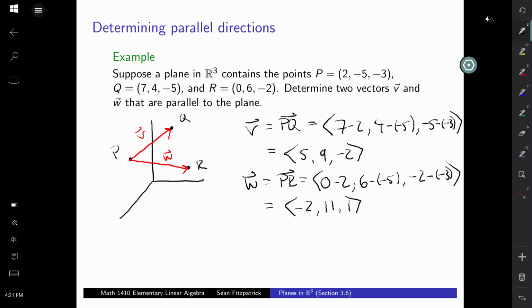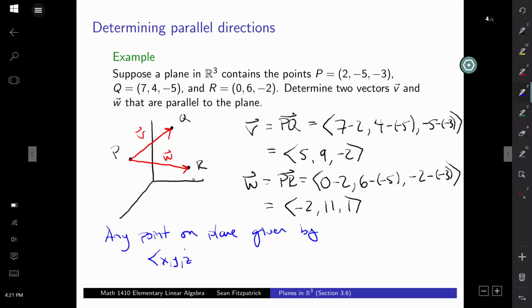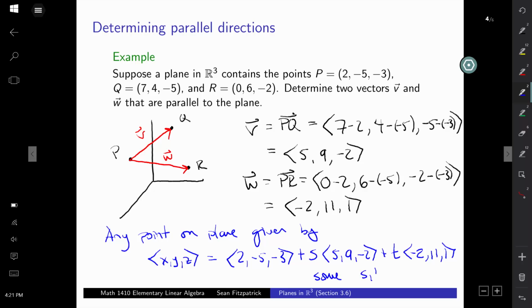So those are 2 vectors that are parallel to the plane, and if we wanted to describe the plane one way, we could describe any other point on the plane. Any point on the plane would be given by (x, y, z) equals, let's choose this point P as our reference, (2, -5, -3) plus s times (5, 9, -2) plus t times (-2, 11, 1) for some s and t.